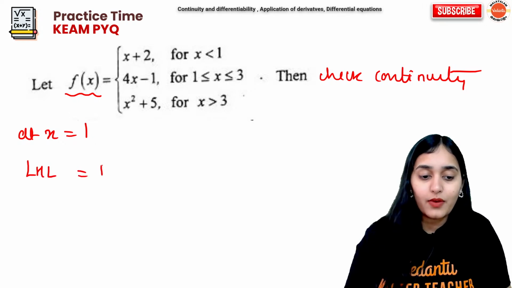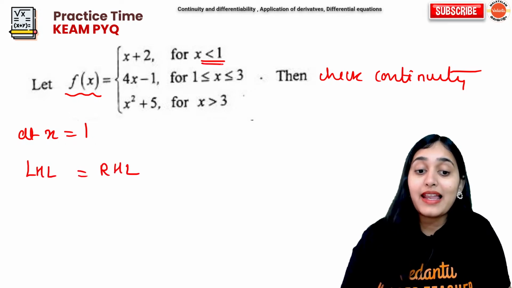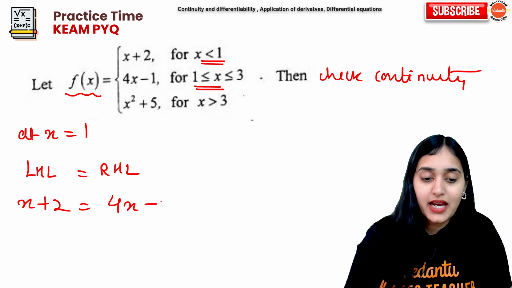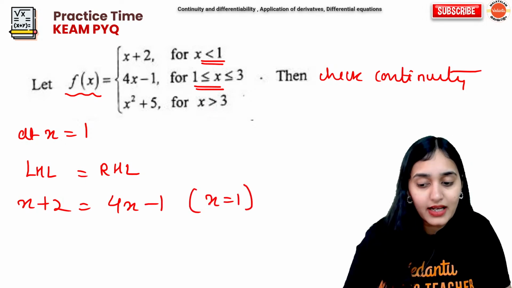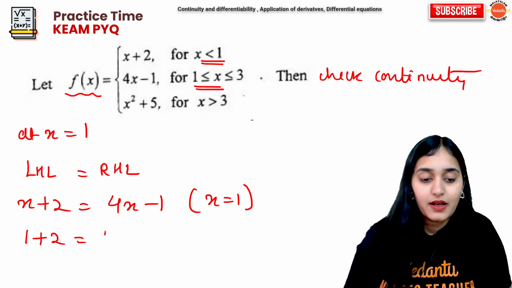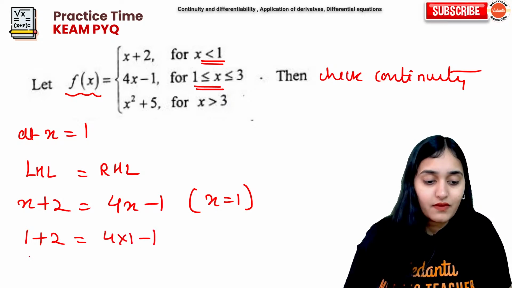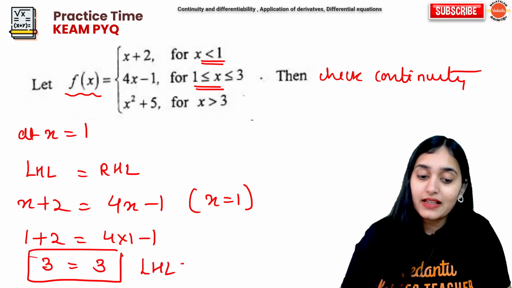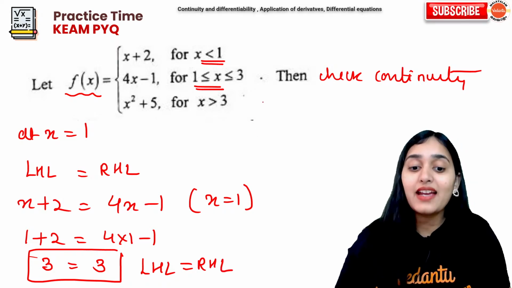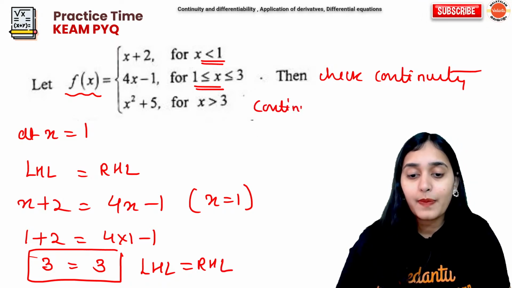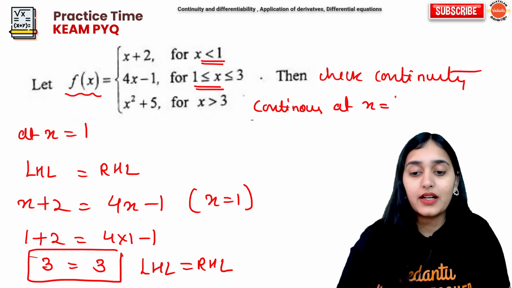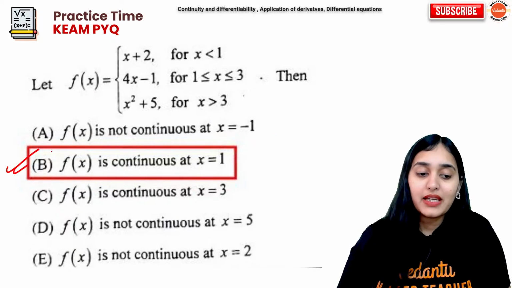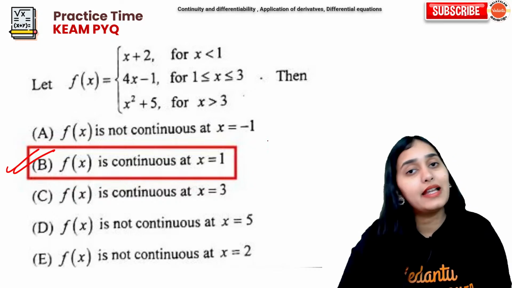At x is equal to 1, left hand limit is equal to right hand limit. What is left hand limit? Less than 1, x plus 2. Greater than 1, 4x minus 1. Put x is equal to 1. So here 1 plus 2, 4 into 1 minus 1. 1 plus 2 is 3. 4 minus 1 is 3. What do we get? Left hand limit is equal to right hand limit. So we say it is continuous at x is equal to 1. Now, if you look at the options, option B, function is continuous at x is equal to 1. That is the right answer.